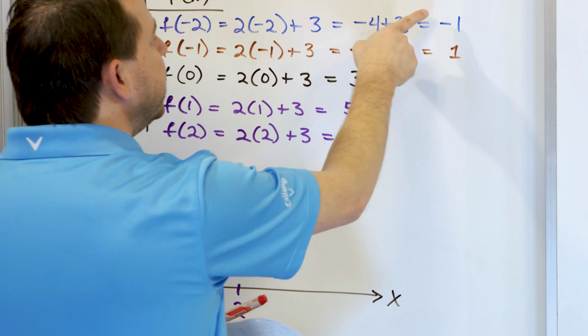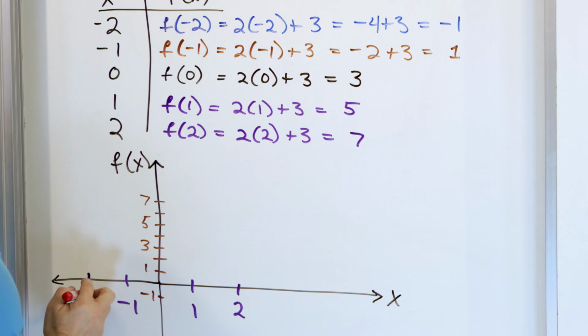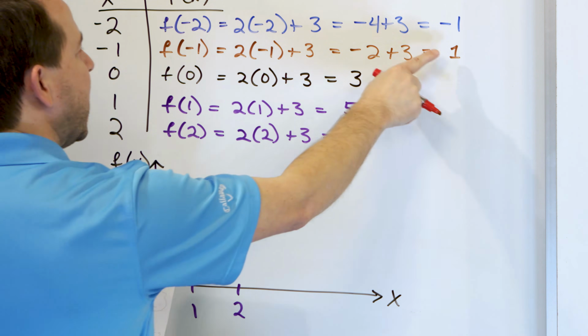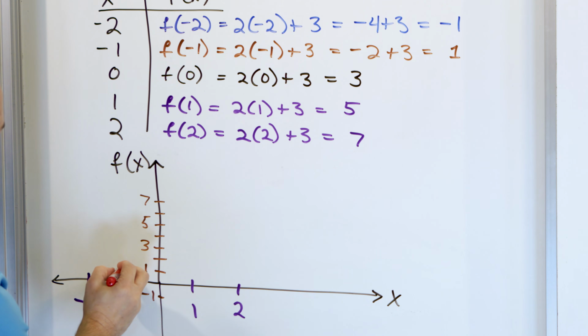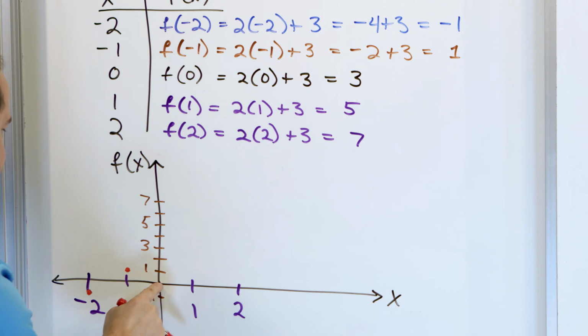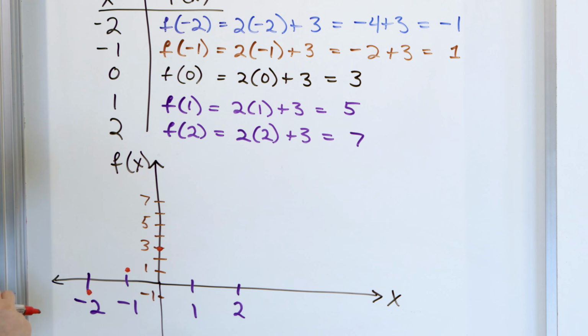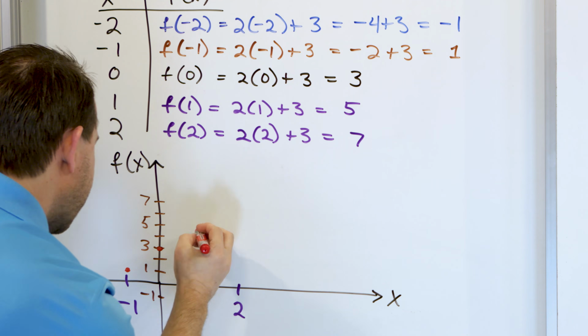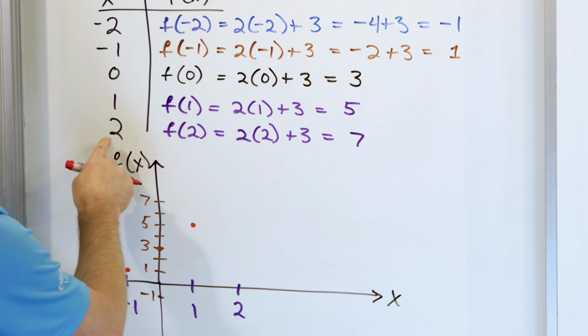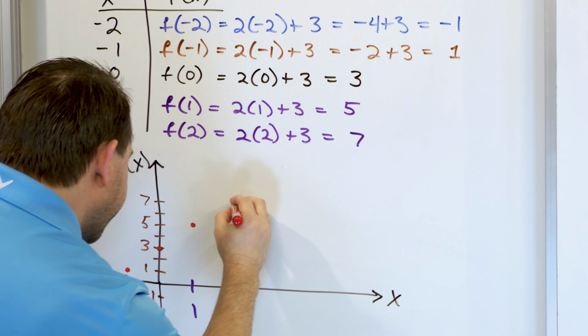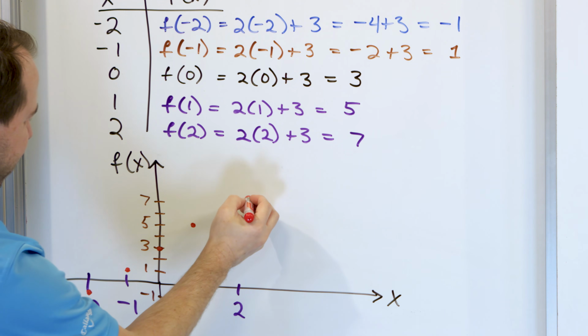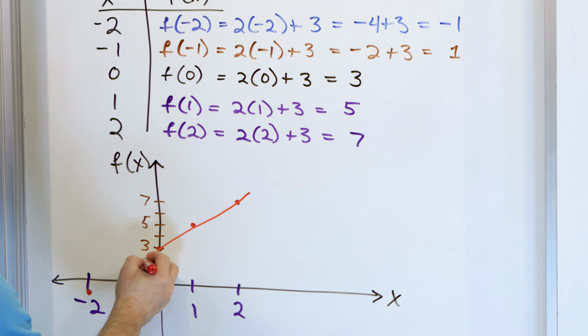-2, comma, -1. So -2's here, comma, -1. It's a little hard to write, but it's basically right around here. And then what we have next is -1, comma 1, which means -1 for x, +1 for y, which is right around there. Then we have 0, comma 3. So 0, comma 3, 1, 2, 3 is about right around there. And then we have 1, comma 5, around there. And then 2, comma 7, around there. Now, I know it's not perfect, and I'm actually really close to the board, so I can't really read them too easily, but it's a straight line.